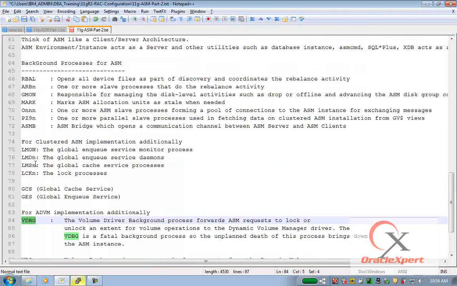One important process that we didn't talk about is ASMB. ASMB stands for ASM bridge. For every client that connects, database client that connects to your ASM instance, ASM opens a communication bridge with the database instance, and that bridge is utilized for passing on of messages between the ASM and the respective database instance.